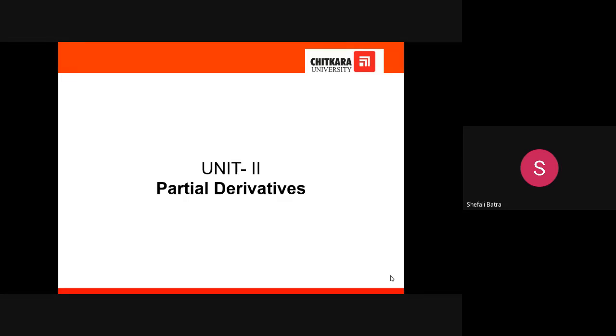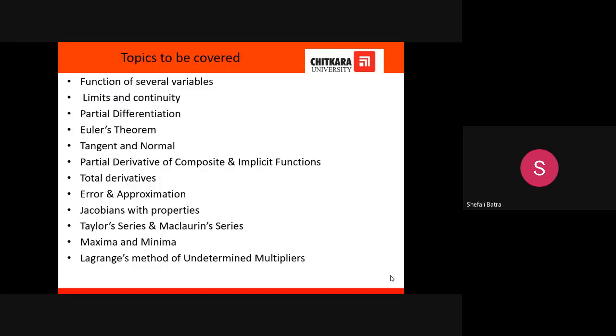So this is partial derivatives, second unit. In this chapter, we will be covering the following topics: function of several variables, limit and continuity, then partial differentiation, Euler's theorem, tangent and normal, partial derivative of composite and implicit function, total derivatives, error and approximation, Jacobian with properties, Taylor series, Maclaurin series, maxima and minima, and last is the Lagrange method of undetermined multipliers. These are the topics which we cover under this unit, partial derivatives and its application.